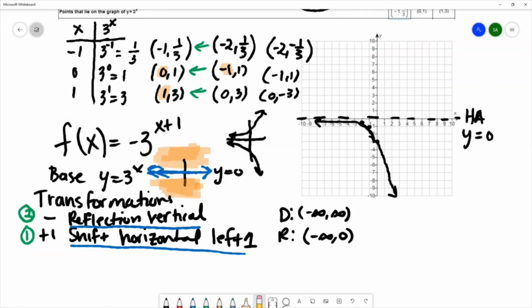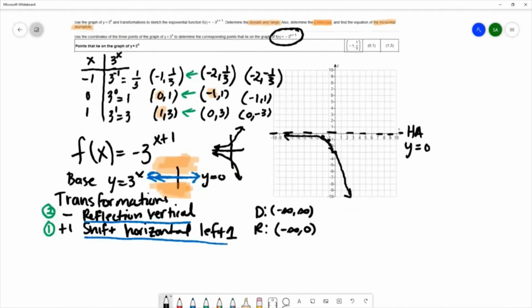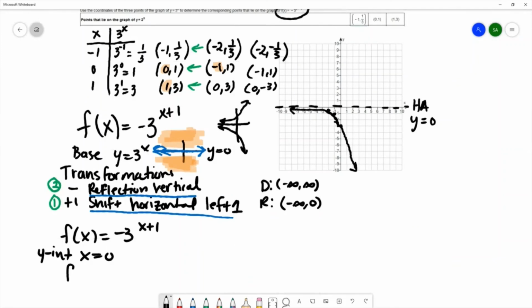Then finally, we're going to find our y-intercept. So we have the function f of x equals -3 to the x plus 1. To find a y-intercept, you let x equal 0. That's f of 0 equals negative 3 to the 0 plus 1. That's negative 3 to the first power, which is negative 3. So we have a y-intercept of 0, negative 3, which we saw on the graph at this point as well.